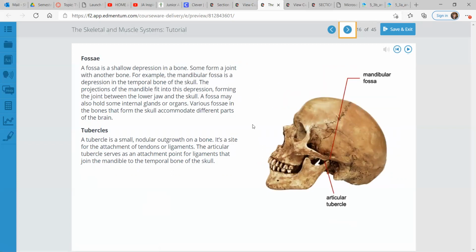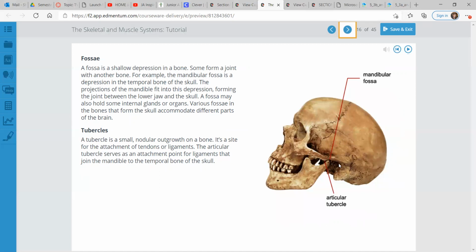Then we have fossae, or fossa. That's the plural form. Fossa is a shallow depression in a bone. Some form a joint with another bone. For example, the mandibular fossa is a depression in the temporal bone of the skull. You can see that here. See how it goes in a little bit in the skull? The projections of the mandible fit into this depression.